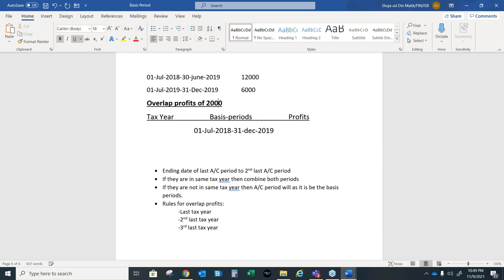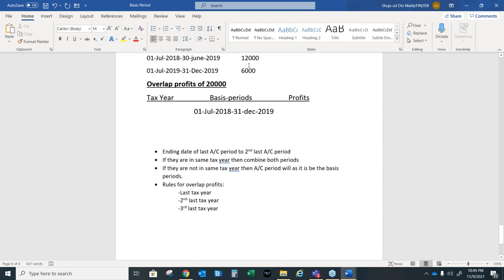of, for example, 20,000, then how will they be treated? This is the last tax year here. The periods are combined, so the profits are combined. Total profits combined are 18,000, and the overlap profits here are 20,000. So 18,000 will be treated with 18,000, and we will be left with 2,000 of untreated overlap profits.